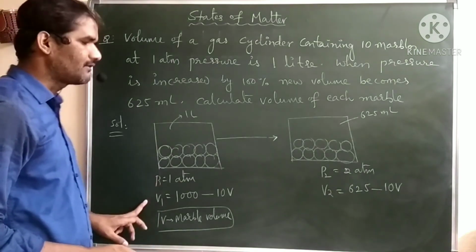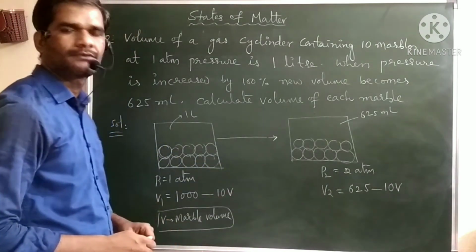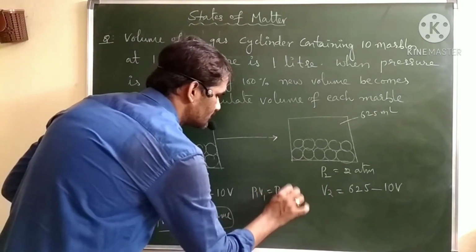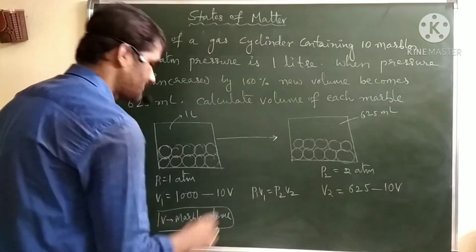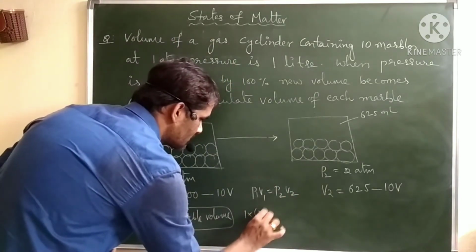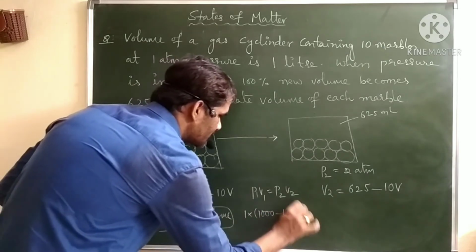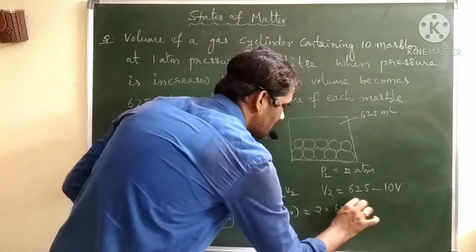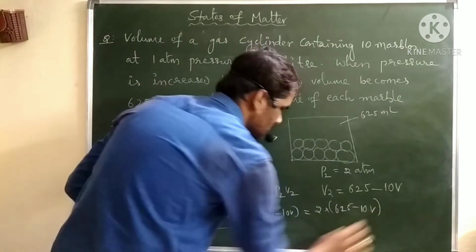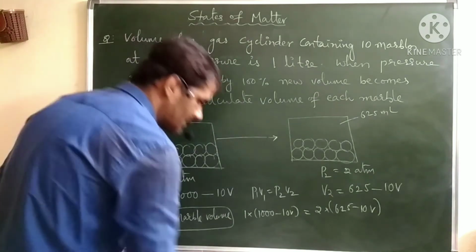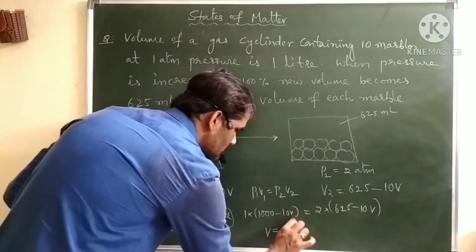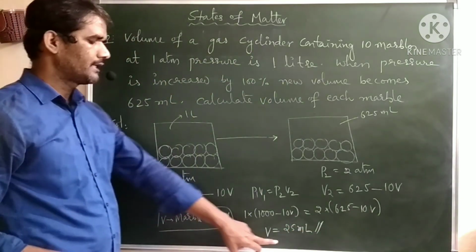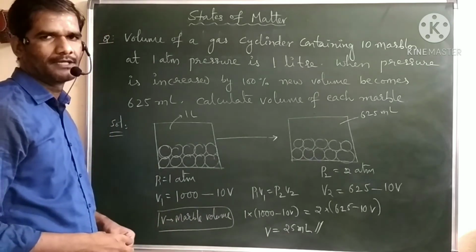So now we have P1 V1 and P2 V2. Now we can apply the formula P1 V1 equals P2 V2. That is P1 1 atmosphere and this is 1000 minus 10V. P2 2 atmosphere and this is 625 minus 10V. So by simplifying this we will get the volume V equals 25 ml. So V means marble volume. So each marble volume is here 25 ml.